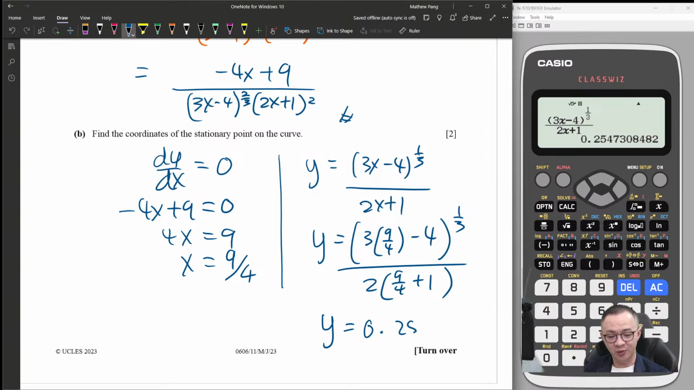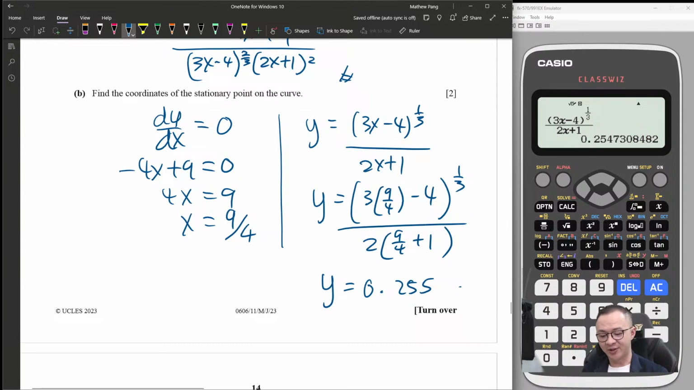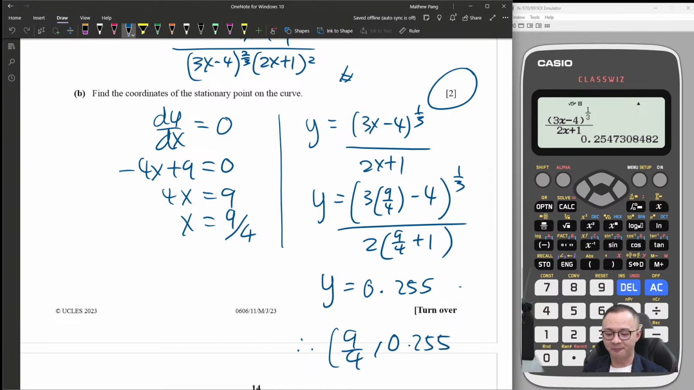So it's 0.255. So my stationary point, I'm not sure why you need 2 marks. I get quite a lot of work for it. It's 9 over 4 and 0.255. Alright, this one will be my coordinate. Yeah, if you're good in differentiation, it shouldn't be too difficult.